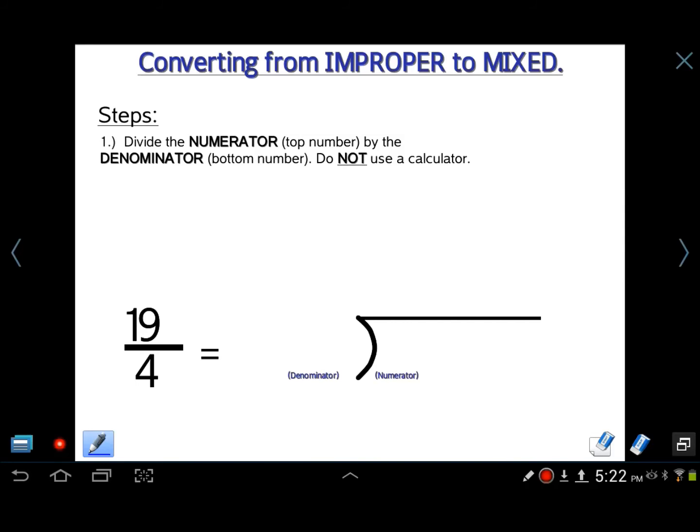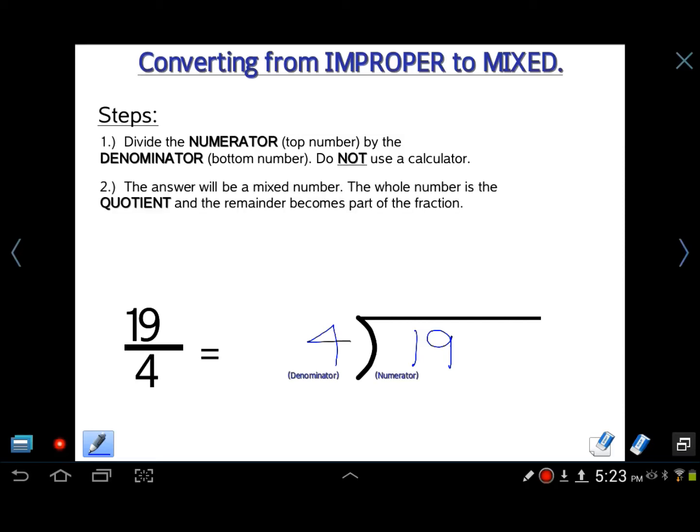And so we're going to do 19 divided by 4. Top divided by bottom. Okay, don't tell another math teacher I said that, but 19 divided by 4. Top divided by bottom. Numerator divided by denominator. The answer will be a mixed number. The whole number is the quotient, and the remainder becomes part of the fraction.